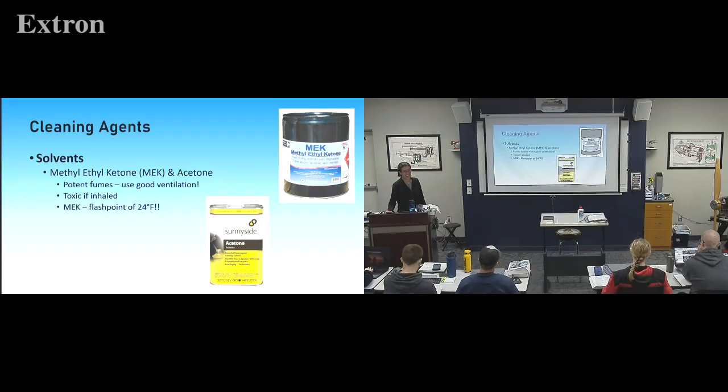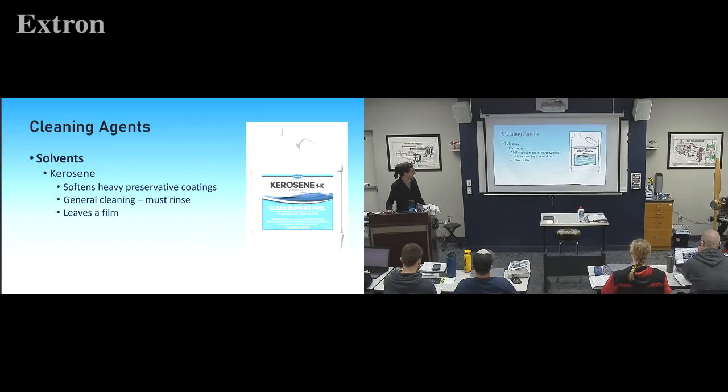Alright, moving along. Gotta move so we can get to washing aircraft. Kerosene is actually a good solvent. It will soften heavy preservative coatings. It's used for general cleaning. It does need rinsed because it will leave a film. However, it's flammable, fire hazard.